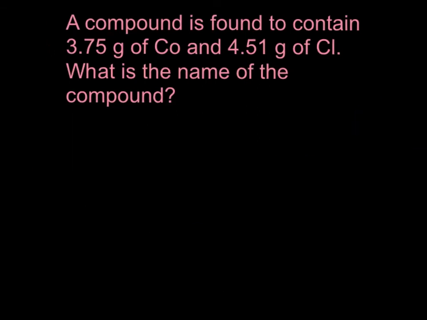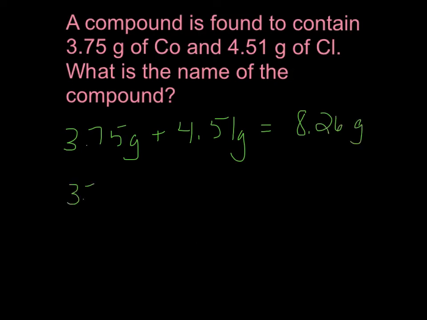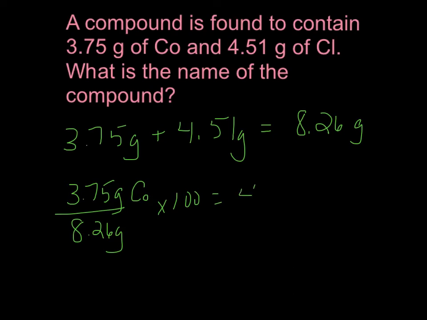And then lastly, I need to know the percent of cobalt in my compound, and really it could be cobalt or chloride. I could just pick one. So the total of my 2 masses together is going to be 8.26, and I need the percent, so 3.7 grams divided by 8.26 grams. And again, if you want to label that, this would be your Co, and then times 100 is going to give you 45.39%.